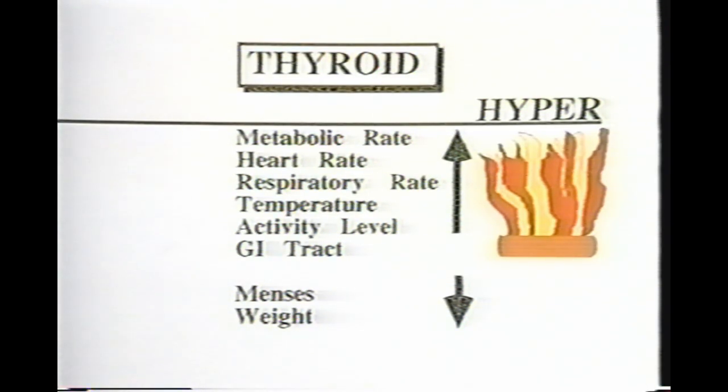In hyperthyroidism, with this rapid metabolic rate, the heart rate may be up to 100, 120, occasionally even as high as 150. The respiratory rate tends to go up, so they're breathing much faster because they've got to oxygenate this rapidly burning fire. The temperature goes up. They're always hot. You know, open the window. Turn on the air conditioning.